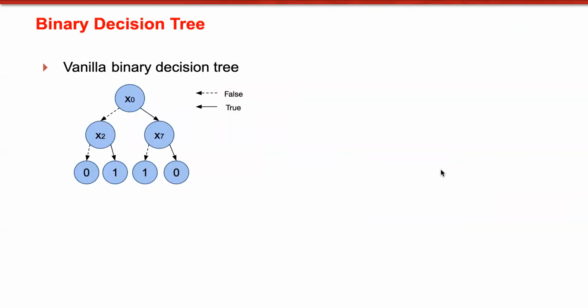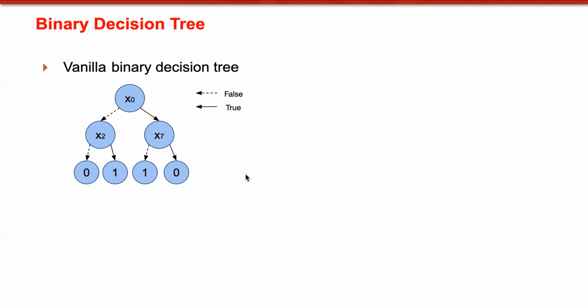Let me first introduce our binary decision tree model. Here I am showing an illustrative diagram of a binary decision tree. At each non-leaf node, the tree evaluates a certain input value and decides whether it should go along the true path or the false path. This process repeats until a leaf node is reached, and we will get the final prediction here.